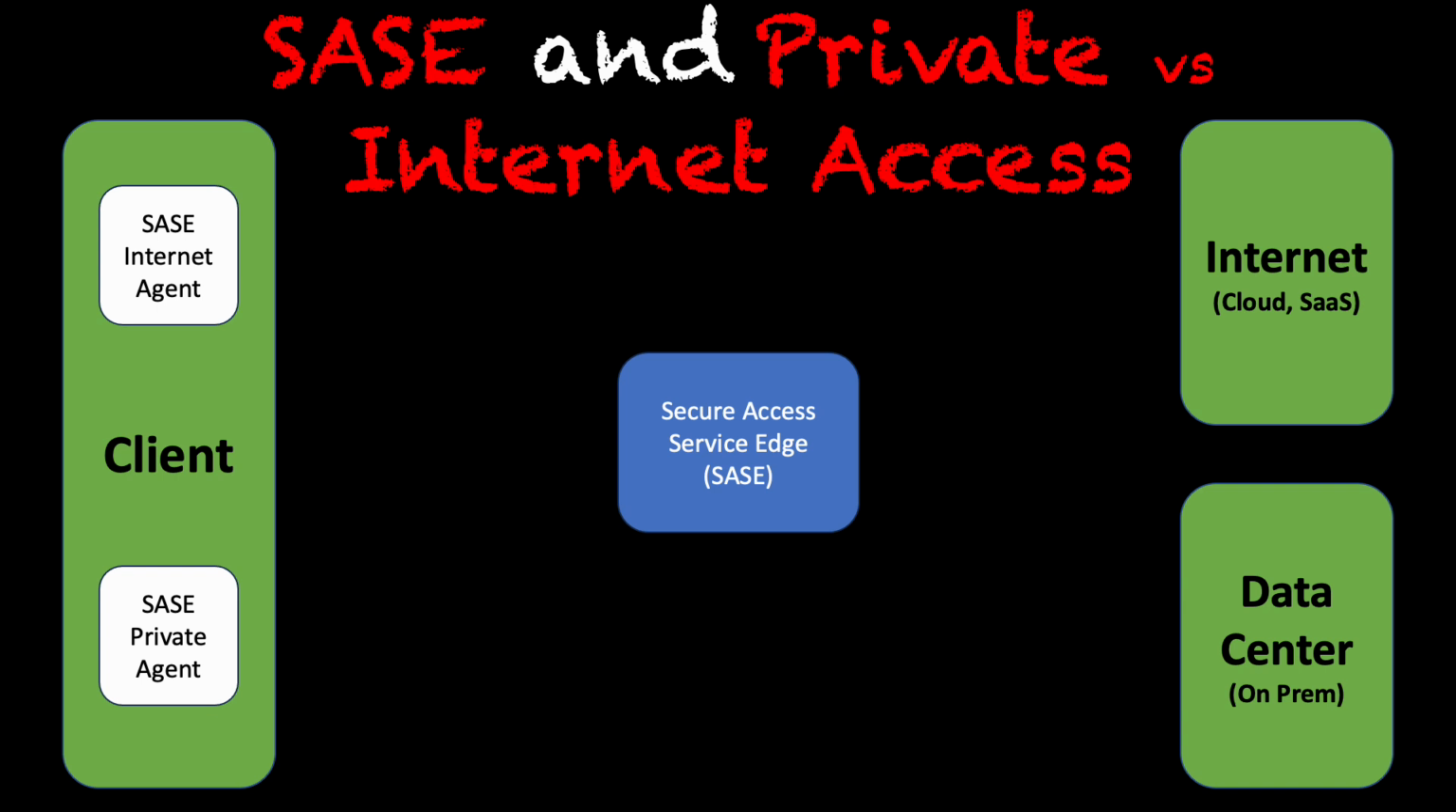In this video, we're going to be looking at secure access service edge and the difference between private versus internet access. A vendor like, for example, Zscaler provides two types of solutions: Zscaler Private Access and Zscaler Internet Access.